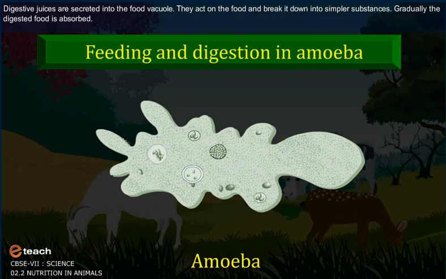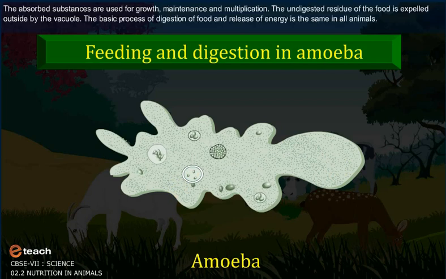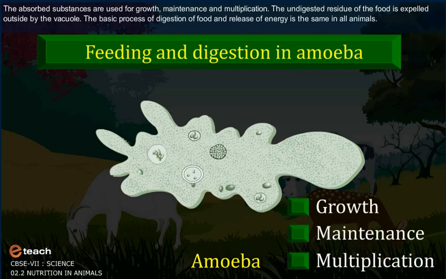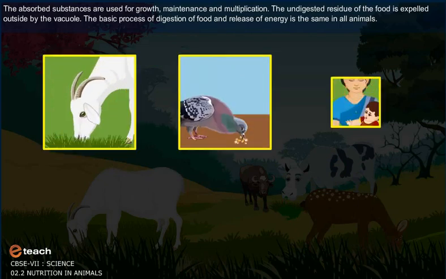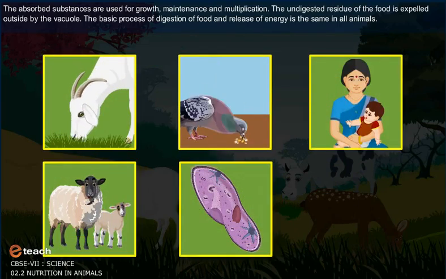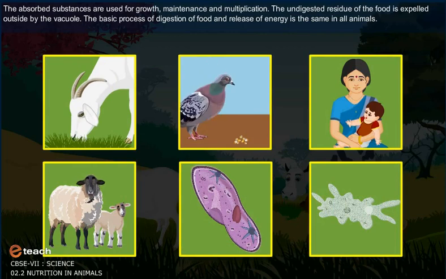Gradually, the digested food is absorbed. The absorbed substances are used for growth, maintenance, and multiplication. The undigested residue of the food is expelled outside by the vacuole. The basic process of digestion of food and release of energy is the same in all animals.